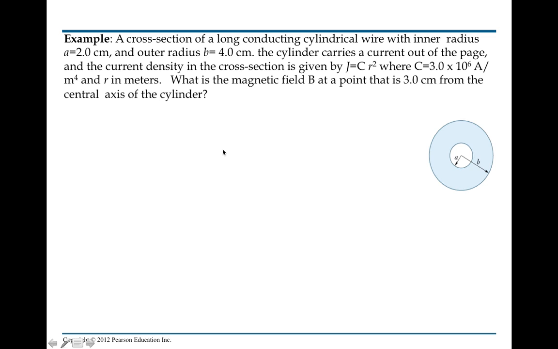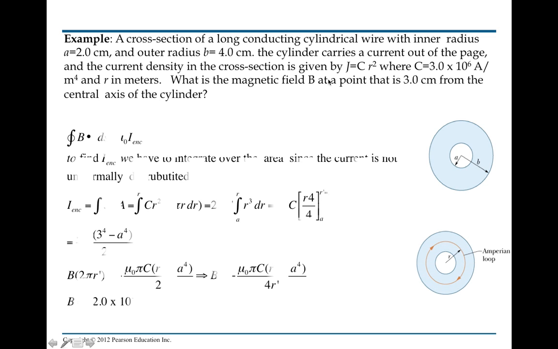And we've done this in class. I think the only thing that you need to do in here is, okay, so again, he wants the magnetic field somewhere inside. That's my Amperian loop. And the only thing that I have to worry about is the I enclosed, because he told me that the current is given by the current density, which is J equal to CR squared. Now remember what J is.